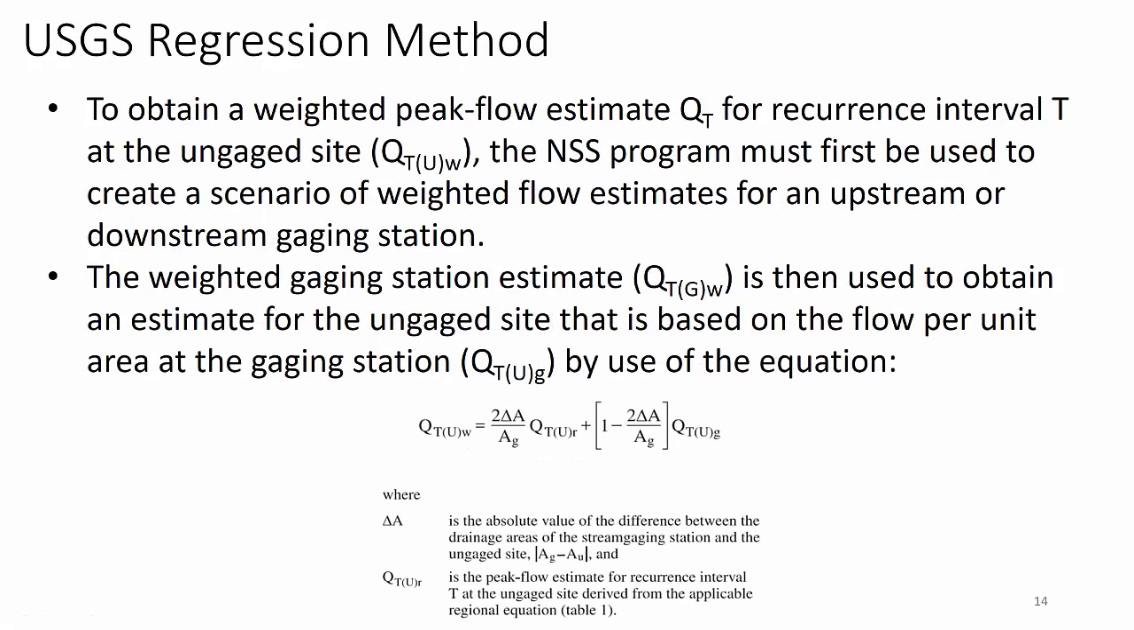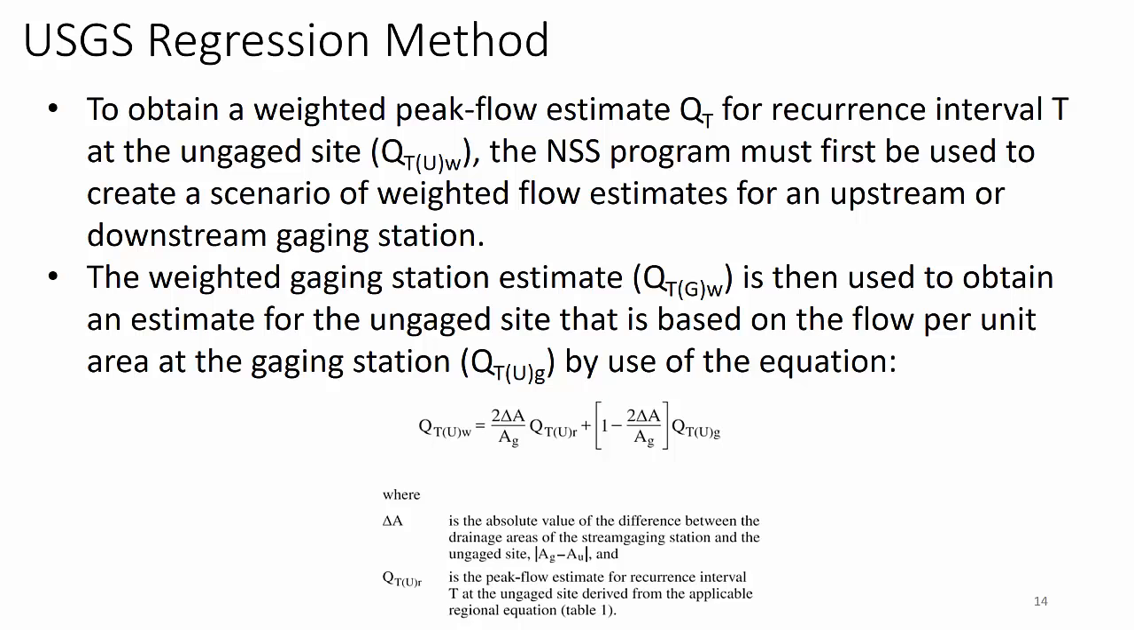To obtain a weighted peak flow estimate of QT for recurrence interval T at the ungauged site, which is QTUW, the NSS program must first be used to create a scenario of weighted flow estimates for an upstream or downstream gauging station. The weighted gauging station estimate, QT for the gauge weighted, is then used to obtain an estimate for the ungauged site based upon flow per unit area at the gauging station by use of the following relationship.